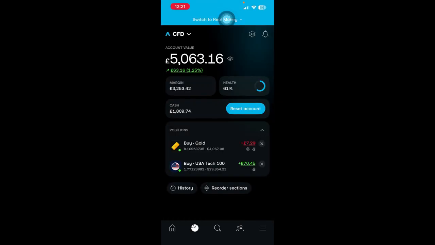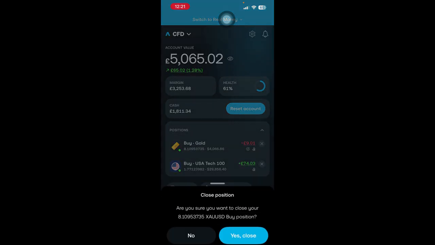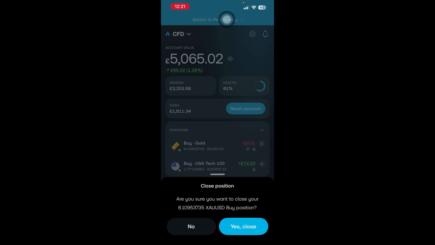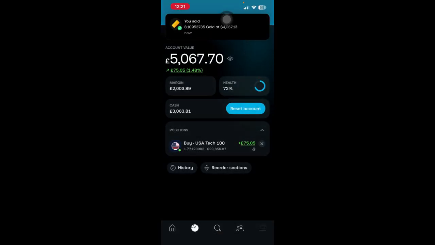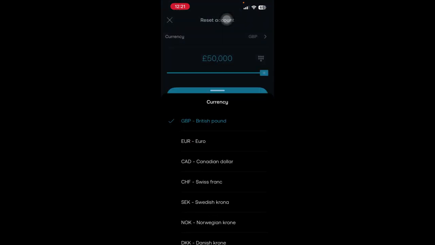And also, if you want to exit a trade, you can go to your account information here, and you can see on positions here, we can press the close, and that will close out the position for us. We can also reset the account here, change the value of the account, select the currency.